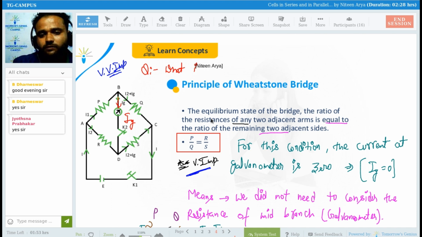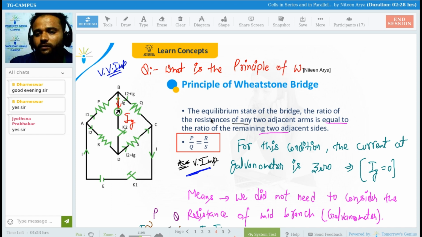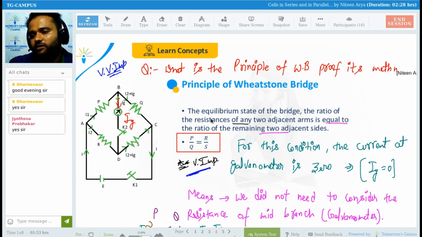What is the principle of Wheatstone bridge? That is the principle of, I am going to write WB, not Wheatstone bridge completely. Prove its mathematical formula. So this is your 5 marks question.